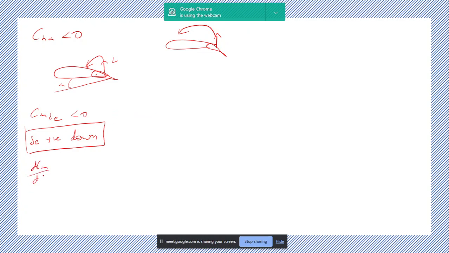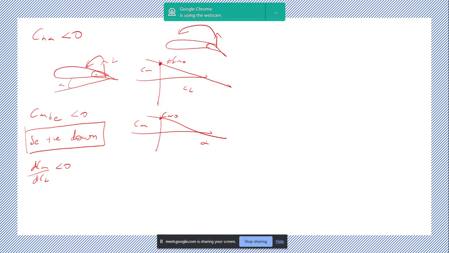dCm upon dCl for a stable aircraft, negative, correct. So your graph is something like this, Cm versus Cl or Cm versus alpha. Only thing that you need to remember between these two graphs, that is Cm alpha, is that this intercept point is not the same. This is Cm naught and this is not equal to Cm naught. This is another value. It's not equal to Cm naught. That is something that you need to remember.